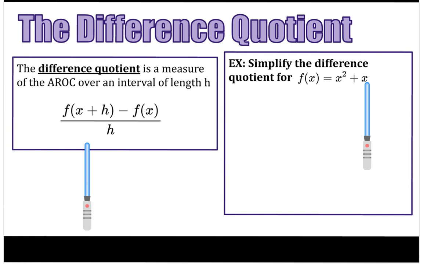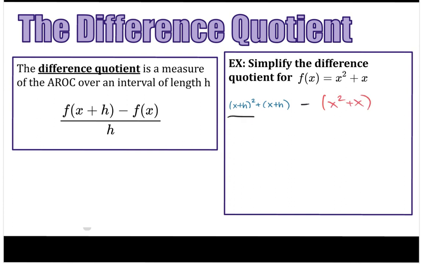So looking at this example here, the very first thing I'm going to do is evaluate f of x plus h. So I'm going to plug x plus h in for each of my x's. And then I'm going to subtract f of x, which is x squared plus x, and I'm going to divide that whole thing by h.